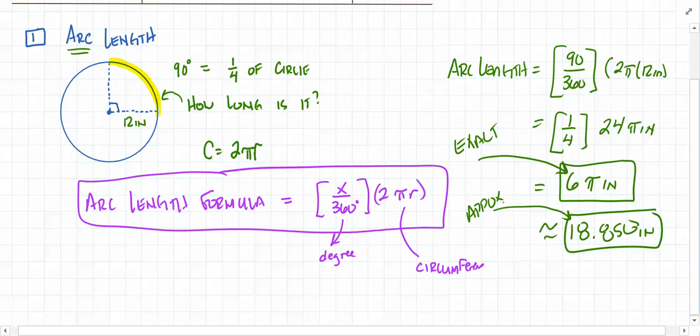If they're asking you for the exact, which one are you going to pick, everybody? The 6 pi. If they're asking you for the approximate, which one are you going to pick? Okay, so it depends. So now look at that length there. If this is 12, then that represents 18.850.